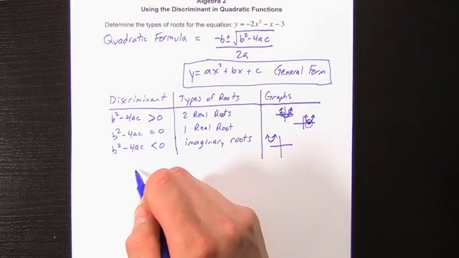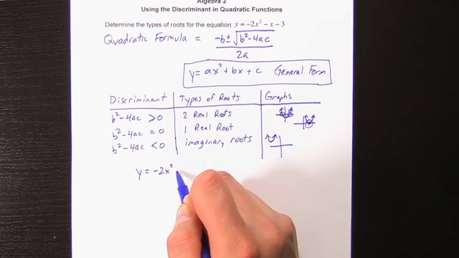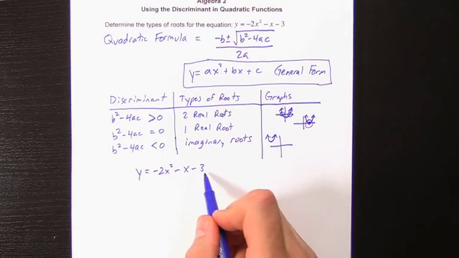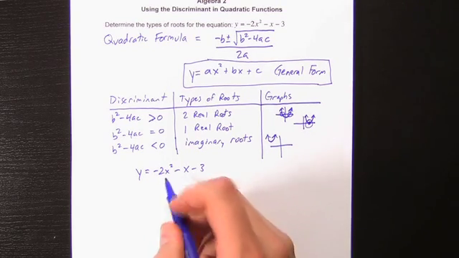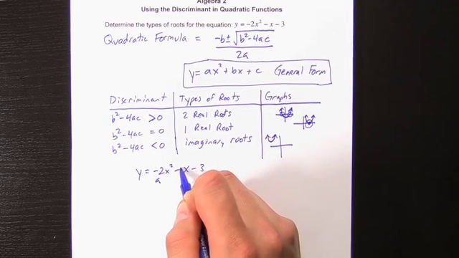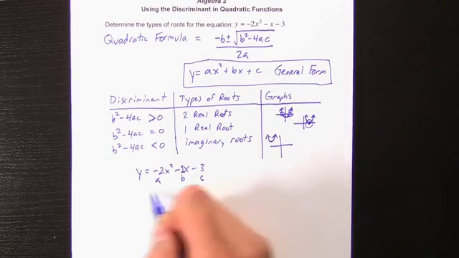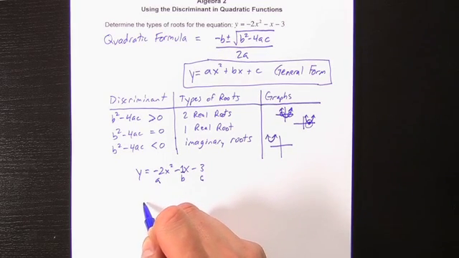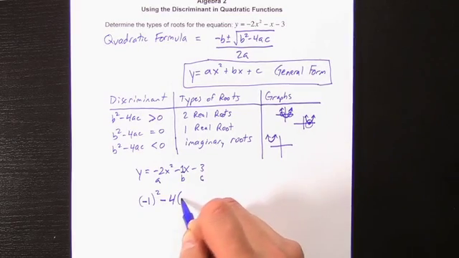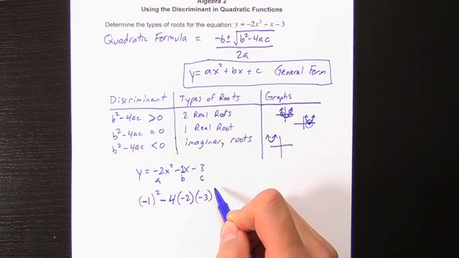So let's rewrite the original problem, which is y equals negative 2x squared minus x minus 3. And I can tell, based on the values of the general form, that my value of a is negative 2, my value of b is negative 1, and my value of c is negative 3. So to figure this out, I would say that you have negative 1, or b squared, minus 4 times negative 2, because that's our value of a, and negative 3, which is our value of c.